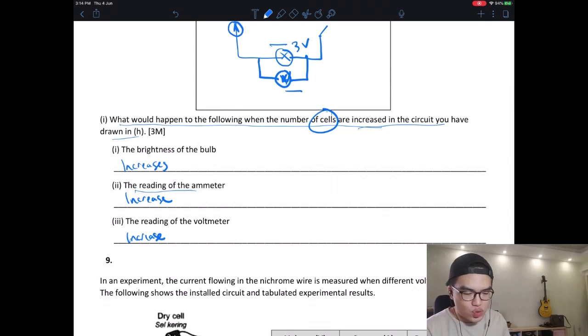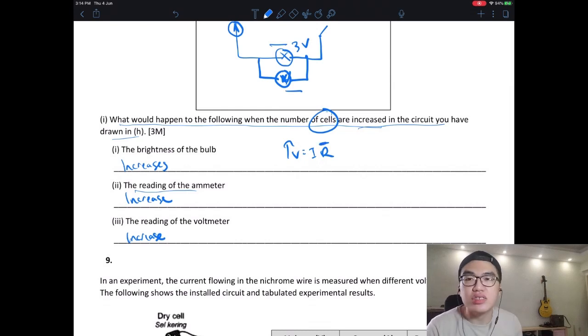Okay, so there you go. Basically they're asking you V equals to IR. I'm increasing my V because I'm putting more battery into this. So the R will remain the same. R doesn't change because the resistance of the bulb doesn't change. You still have one light bulb, so it doesn't change.